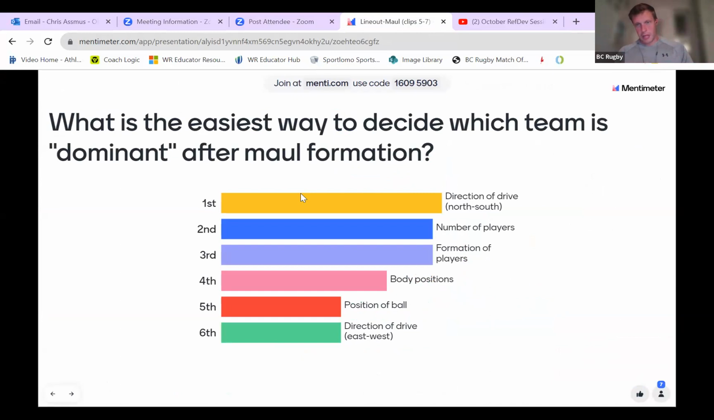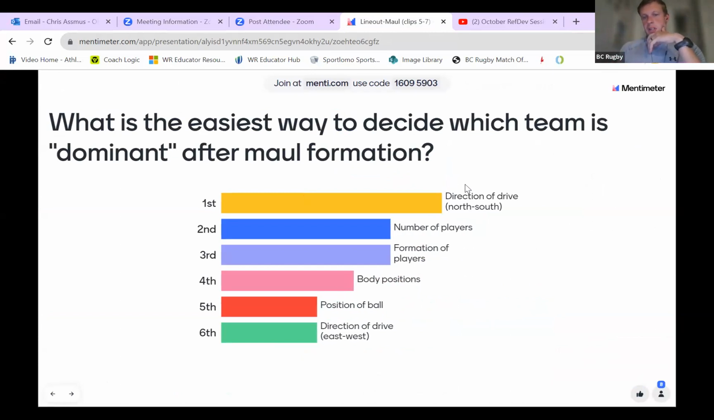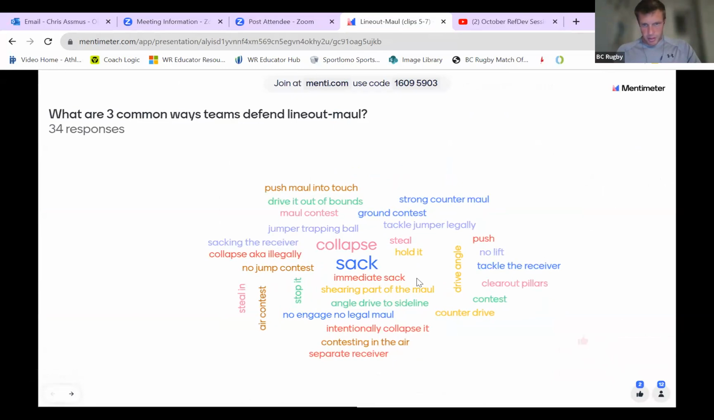I'll show you 2 more clips as we close out that will hopefully solidify this for everyone. We see some folks saying the direction of the drive north-south, the number of players, formation of players, body positions, position of the ball, and most folks said, lastly, the direction of the drive east-west. I want to bring up this piece here, which probably is from someone who coached the game a little bit, which I love. Angle drive to sideline or to touchline, or driving teams towards a touchline or out of bounds, or whatever language you want to use.